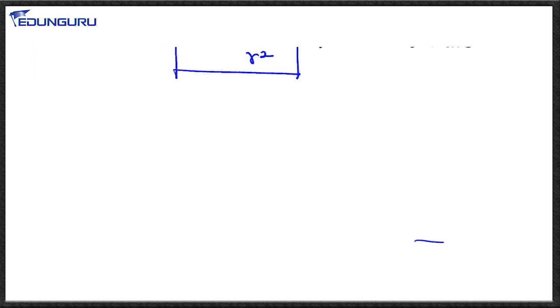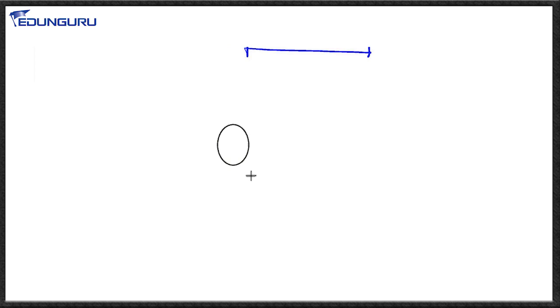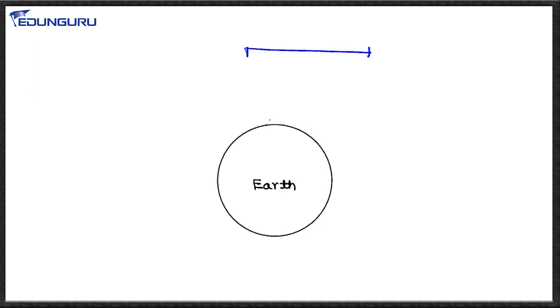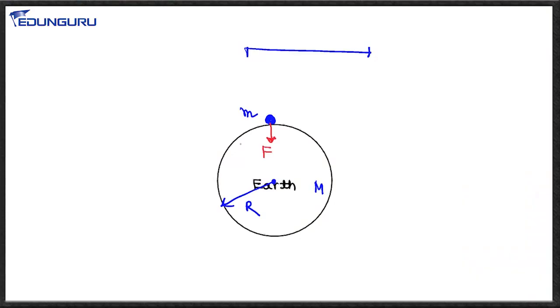Right? So on the surface of the earth, say if this is the earth, right? If we place an object, so this is mass m, mass of earth is capital M, and its radius is r, right? This object will experience a force towards the center of the earth, and this force capital F is equal to G capital M small m upon r square.